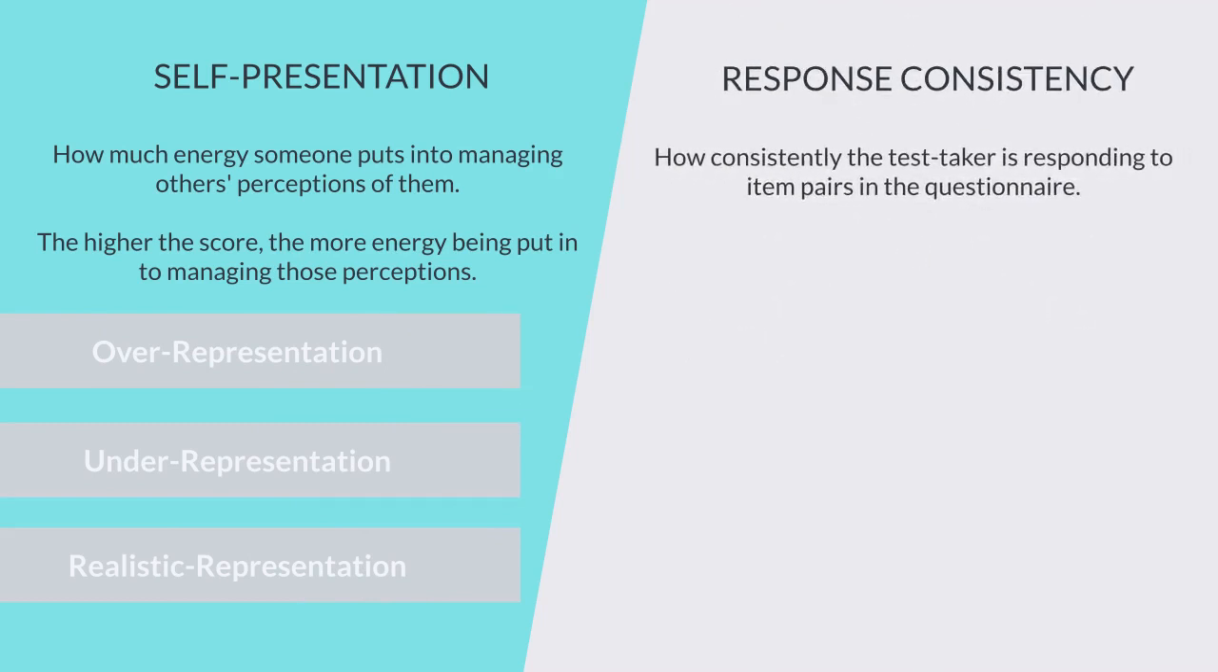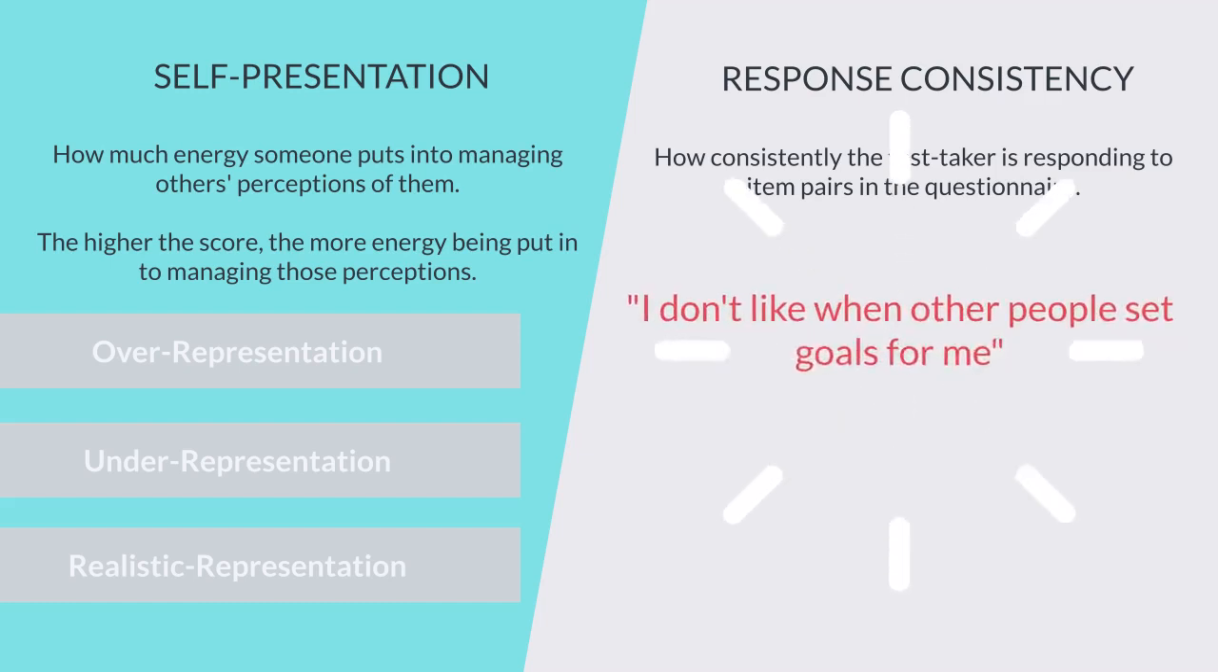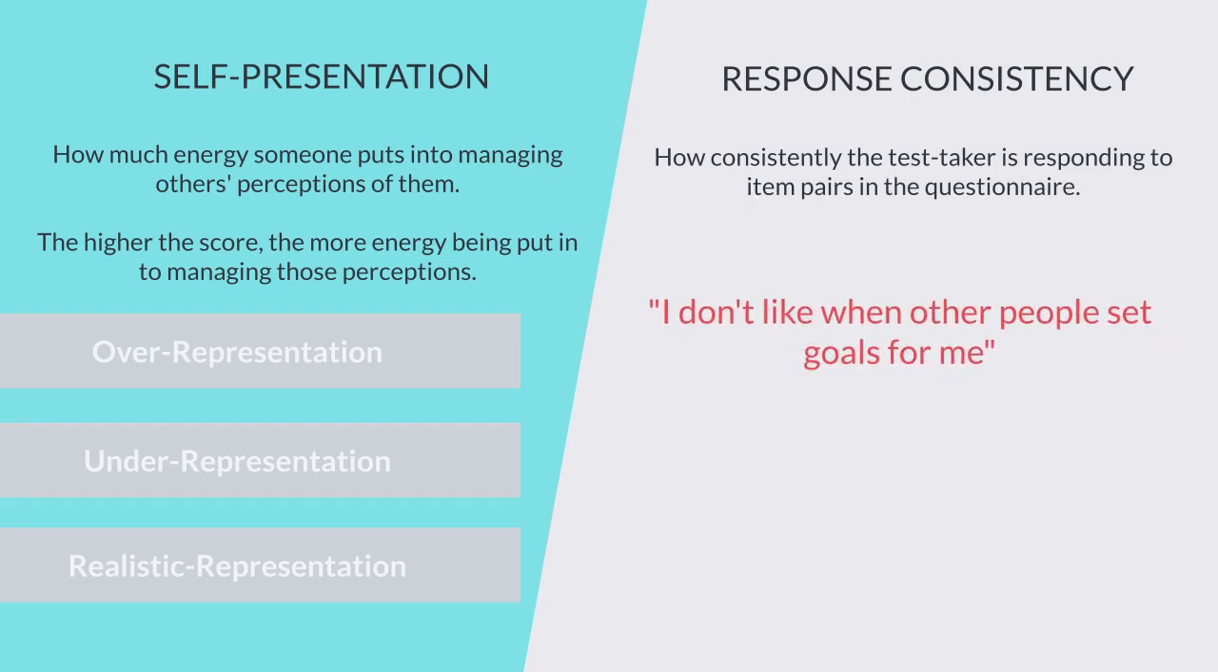Response consistency is how consistent they are in responding to item pairs, which are two items measuring a similar construct. If someone responded inconsistently, that indicates that they contradicted themselves throughout the questionnaire. For instance, the test taker will be given an item like, I don't like when other people set goals for me. The test taker might respond, strongly agree to it so that they appear to be a stronger candidate.